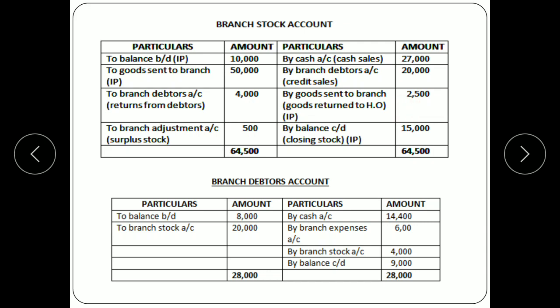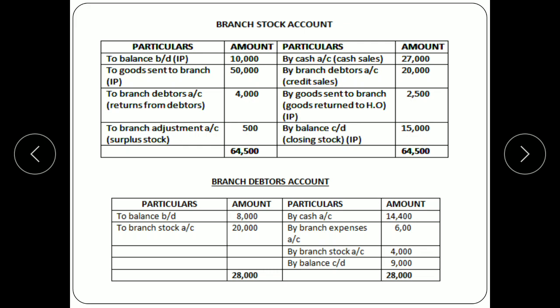For closing this account, you find that debit side is more, having a total of 64,500. So the difference is transferred on credit side and written as by balance carried down, 15,000. So this 15,000 represents the value of closing stock at invoice price.